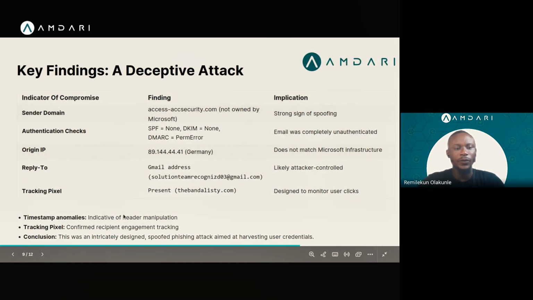Of all the indicators of compromise we've uncovered, going from the sender domains to the authentication checks to the originating IP address, the reply-to address, and the tracking pixel, our conclusion is clear. This was a carefully designed phishing email, and its goal is to harvest our users' credentials. The level of detail going from sender spoofing, that is masking the sender address, bouncing it through Microsoft domains, to the originating IP addresses, to the tracking pixel, clearly indicates to us that it is a deceptive attack.